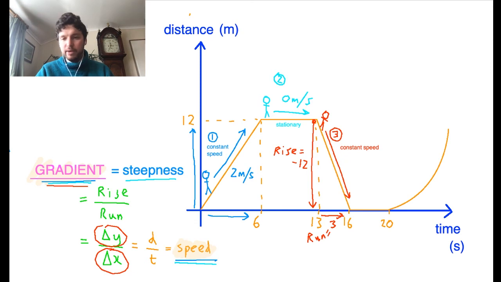So what do we think the speed is going to be? Fatima, minus 4, spot on, that's brilliant. Yes, minus 4 meters per second. Fantastic, really good. Now let's look at this section here.